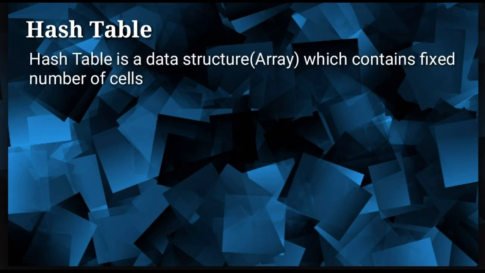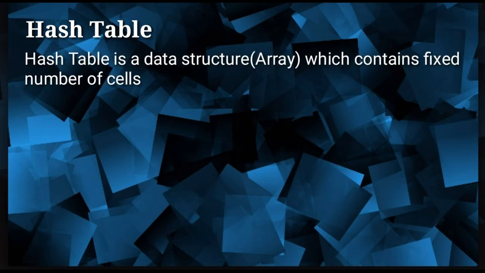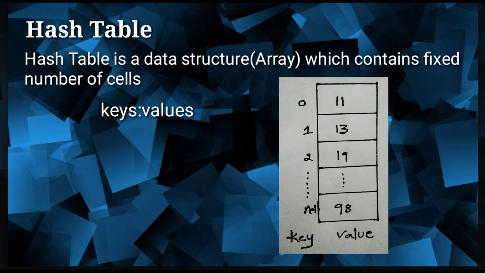A hash table is a data structure, nothing but an array which contains a fixed number of cells. Each cell contains a pair called key and value, where the key denotes the index of the array and the data which is stored in the array is called the value.